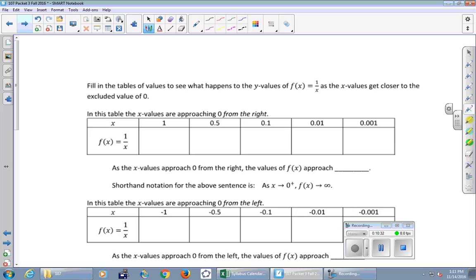So let's fill in the table of values to see what happens to the y values of this function as the x values get closer to the excluded 0. X equals 0 we cannot do, but we could do x equals 1 or x equals 0.5 or x equals 0.1, 0.01 or even 0.001. As long as it's not 0, we can plug it in and get a number.